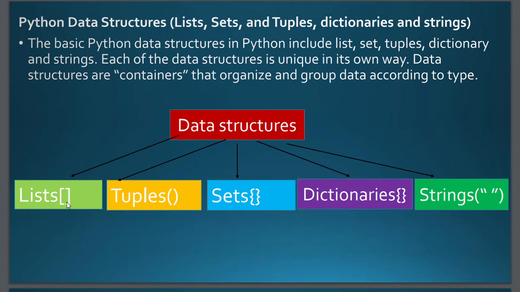Lists are created using square brackets. Tuples are created using parentheses. Sets use curly brackets, and dictionaries also use curly brackets. Strings are created using double quotes or single quotes.